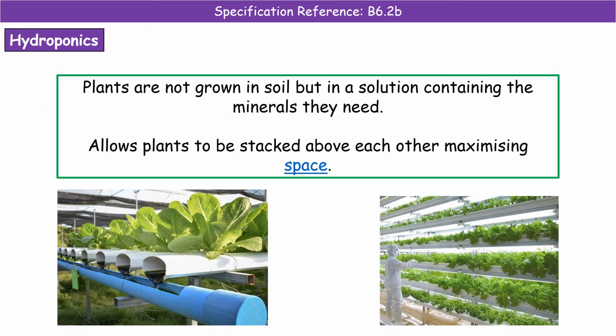Another new technique is hydroponics. Now, hydroponics is where we grow plants, but rather than growing them in soil, as we do normally, we're going to grow them in a solution that contains all the minerals they need. So because of that, we've removed soil altogether. So we can stack plants one on top of the other to maximize space because they don't have to be planted in the ground. We can grow these plants in areas where soil quality is quite rubbish because all they need is the right solution to put the plants in.